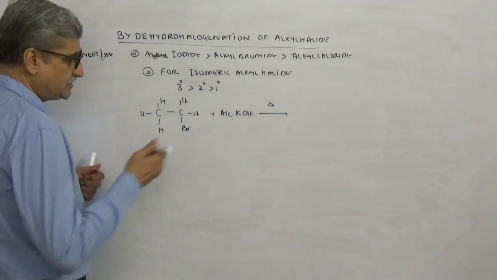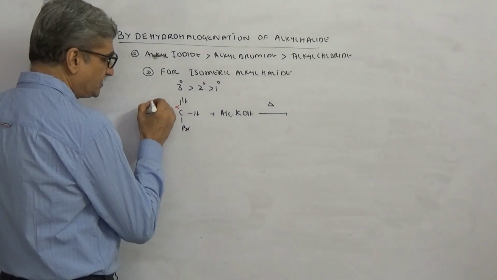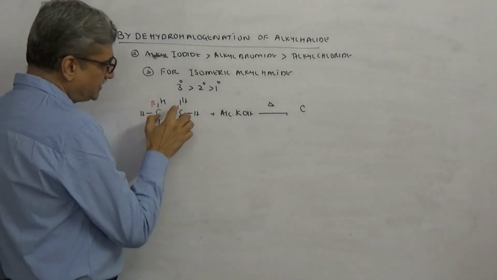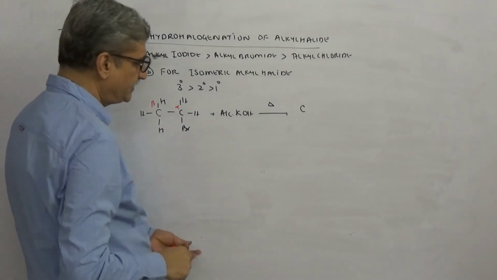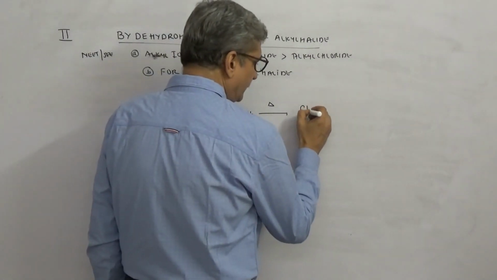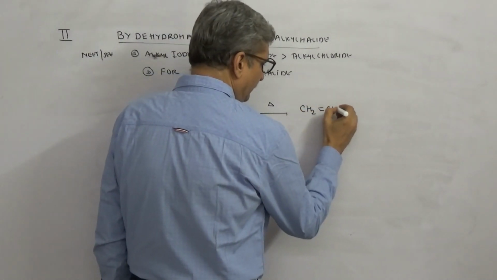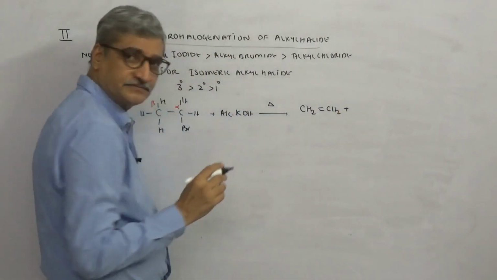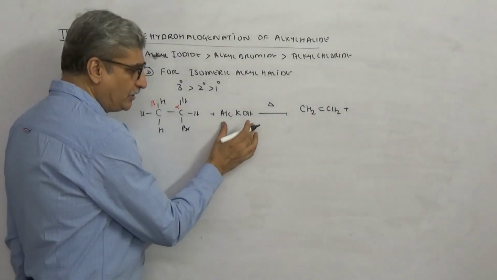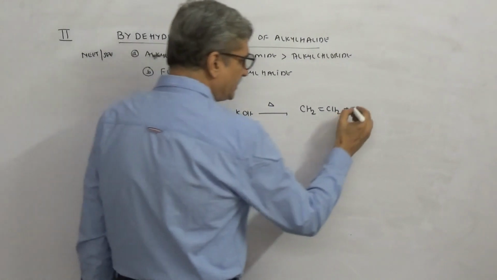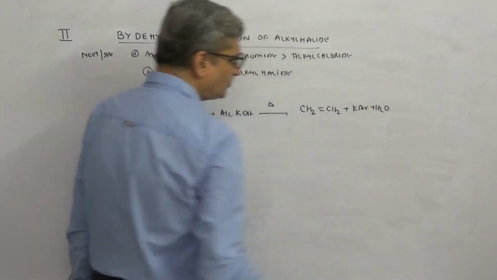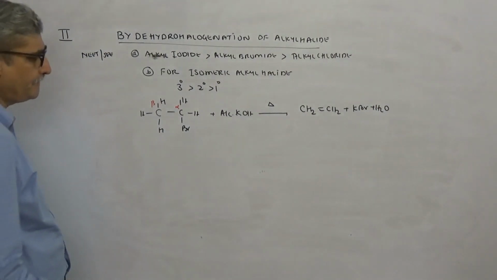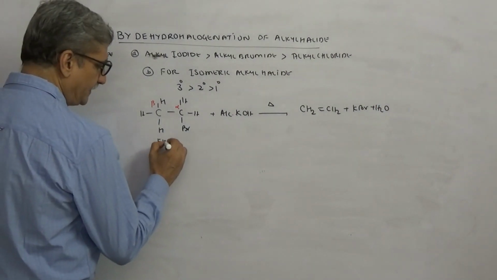Because this is the carbon atom containing the halogen, this is the alpha carbon, and this is the beta carbon, so the beta hydrogen is eliminated. So you will get CH2=CH2 plus HBr. But that HBr is a halo acid, so it is going to react with KOH. So you will get KBr plus H2O. So this is ethyl bromide.